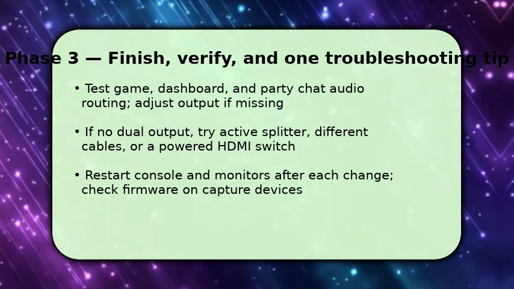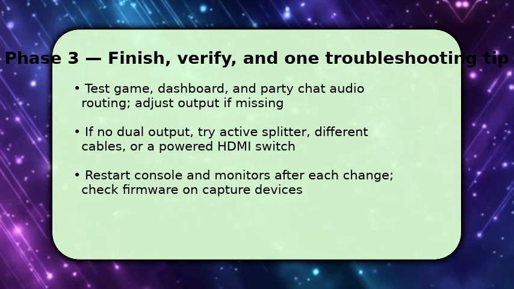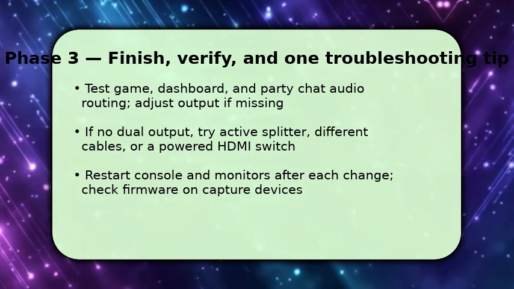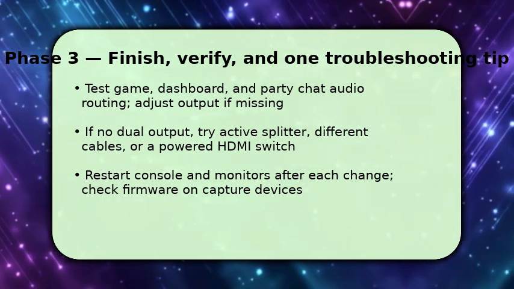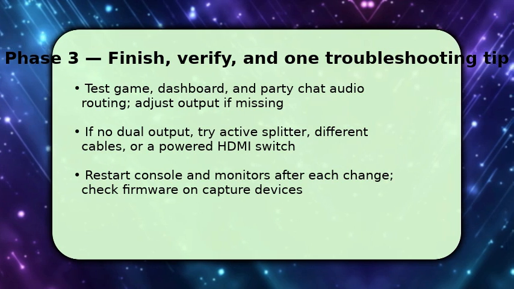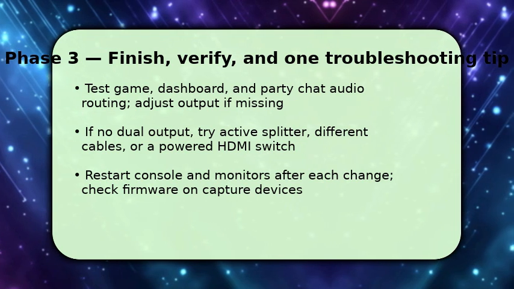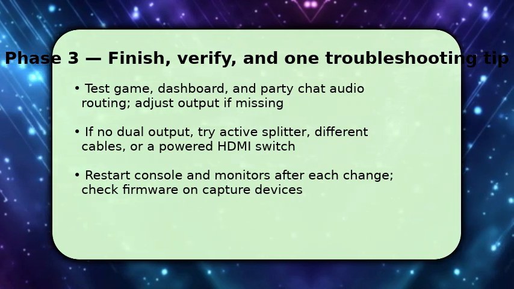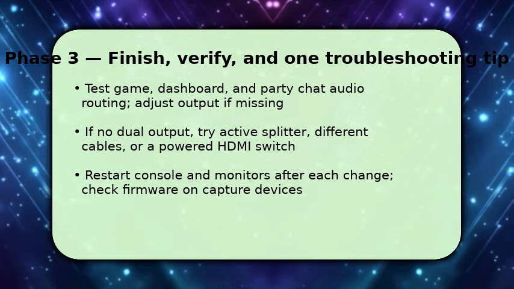If one monitor shows no signal, swap cables and try an active splitter or a powered HDMI switch. Passive splitters often fail with HDCP and HDR. If problems persist, restart the console and monitors, update firmware on any capture devices, and recheck settings. Key tip: if video handshake fails, a powered splitter or capture pass-through usually resolves HDCP and sync conflicts quickly.